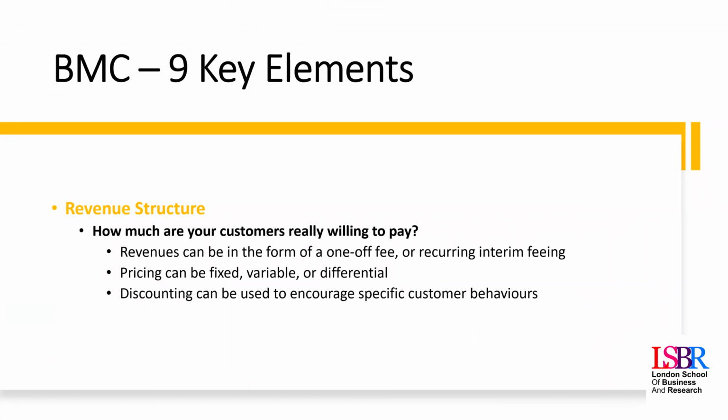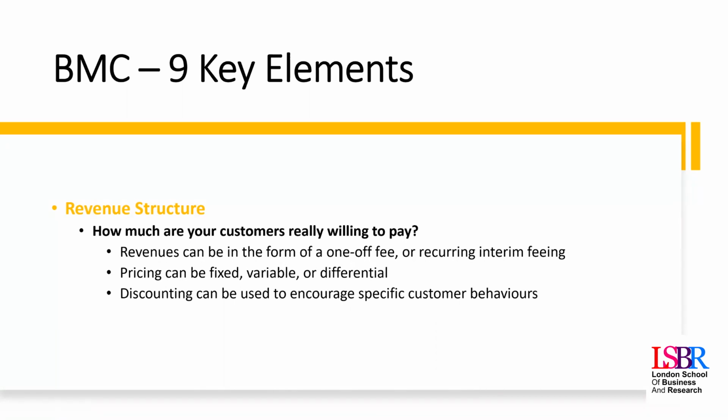Finally, we have what's called the revenue structure. The revenue structure is how much our customers are really willing to pay. How much are they happy to pay us for our goods and services? And the revenue can be in the form of what we call a one-off fee, i.e. something that's bought today, one-off purchase. If I was to sell my mobile phone to someone, that's a one-off purchase. I only have one phone. I've sold it to someone, that's it, done.